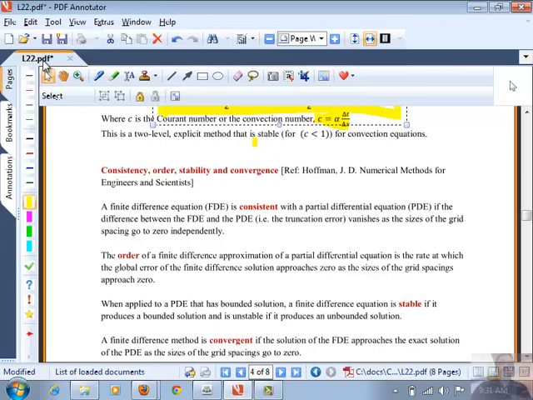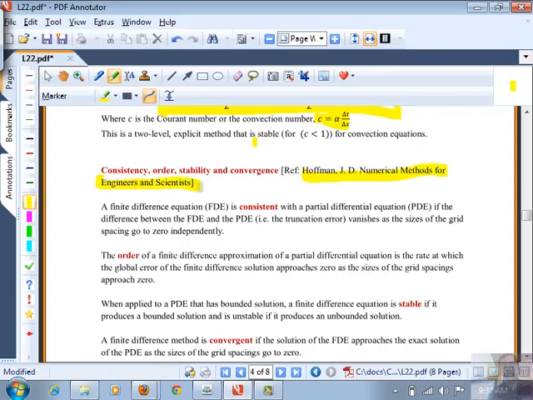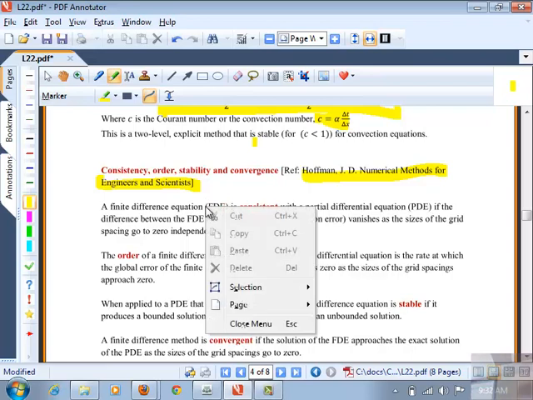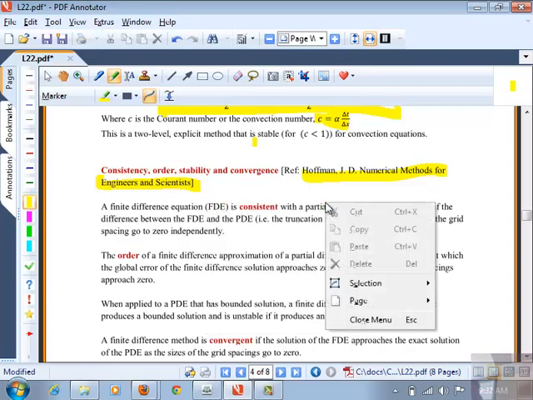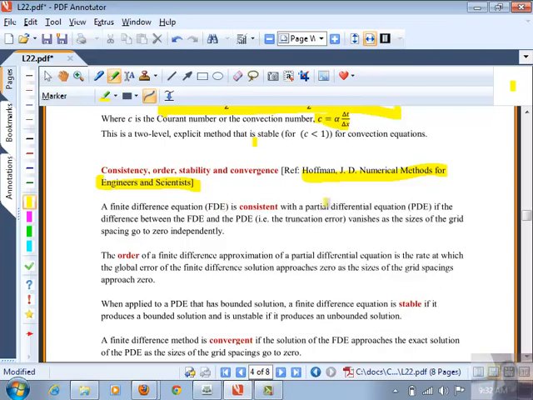So, if you want to learn more about these concepts, this is a very good book, easily accessible, by Hoffman. It's also in the list of bibliography that you have. And I've taken all these definitions of the concepts from that book directly, word for word. Okay? So a finite difference equation is consistent with the partial differential equation. So we are looking at the concept of what we mean by consistency, as I talked about earlier.